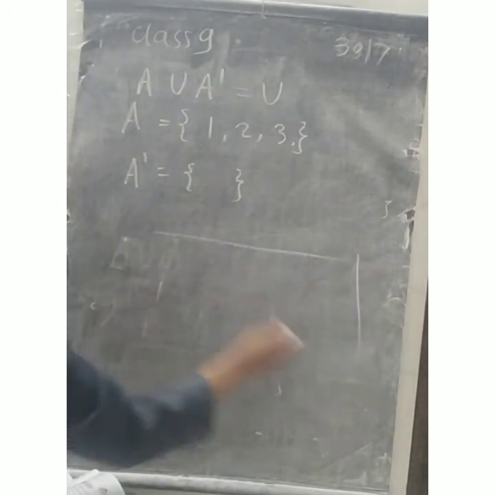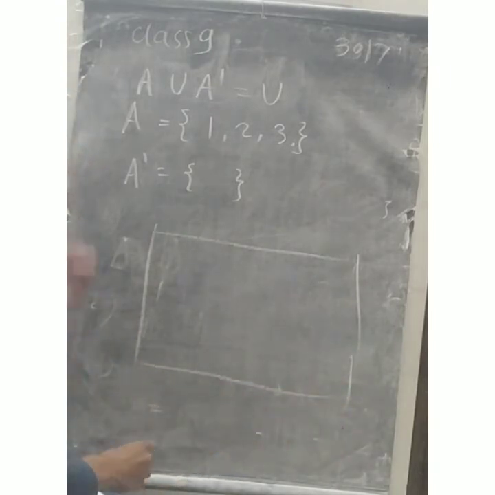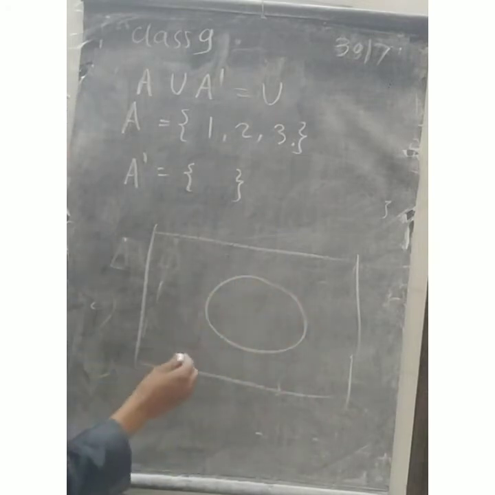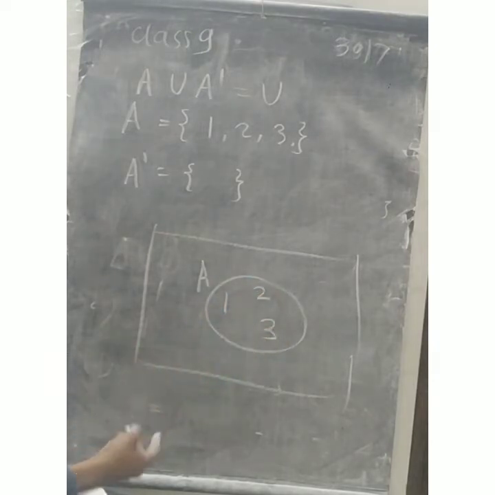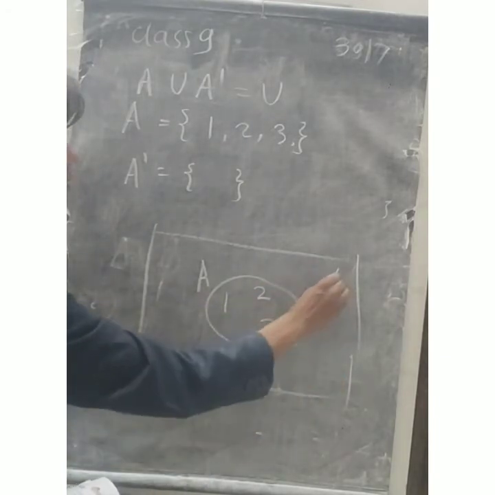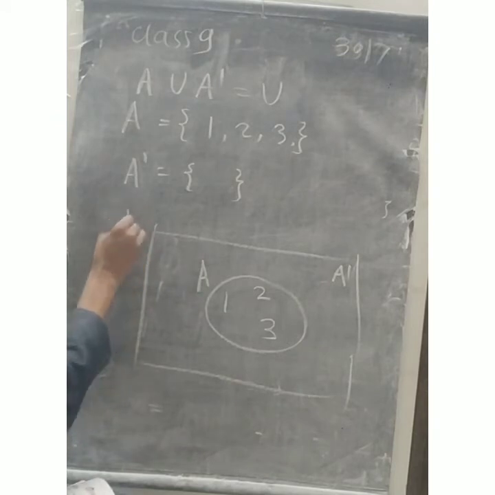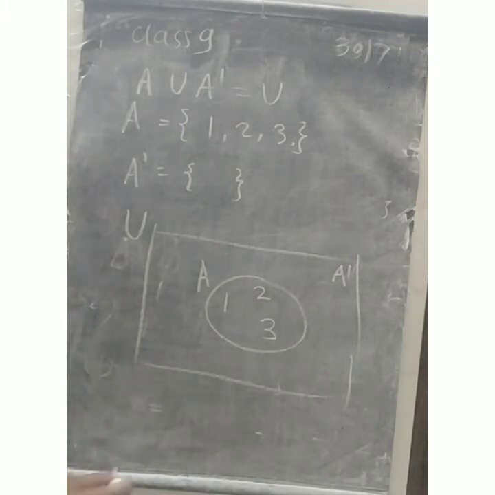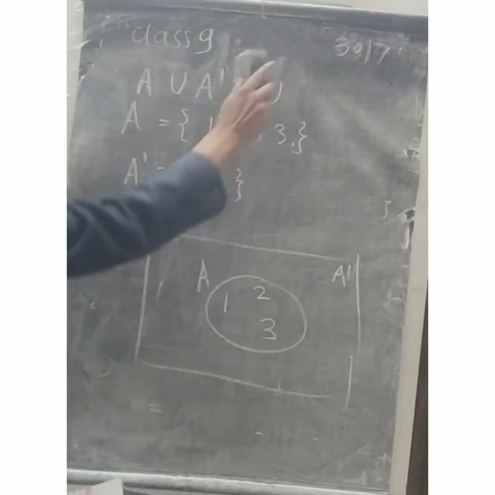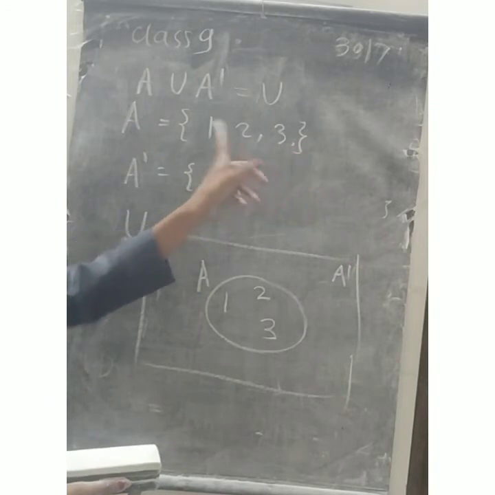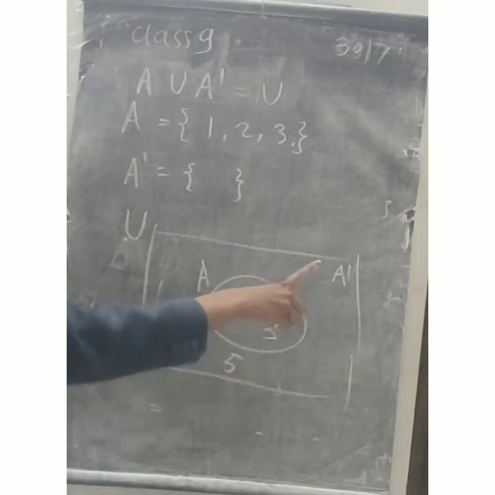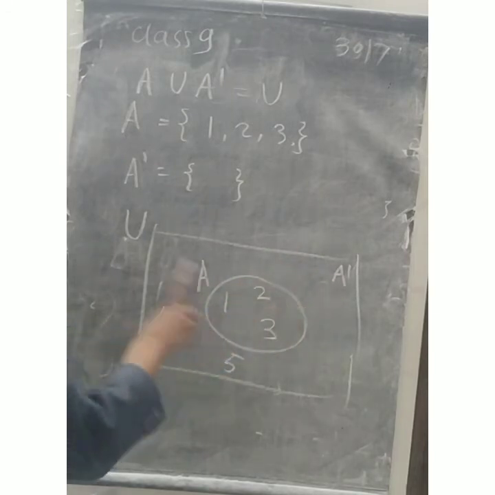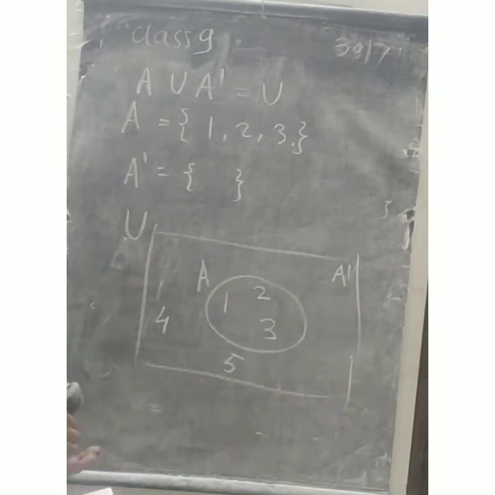That means if I try to represent these sets with the help of a Venn diagram, this will be my set A, 1, 2, 3, and the remaining will be A dash, right? The rest of the area will be A dash and together they will be forming the universal set. I hope you have understood. If some set U is given to you which has 5 elements, 1 to 5, and A is 1, 2, 3, then the rest of the area will have 4 and 5, and if you take union of A with A dash, you will get the universal set.